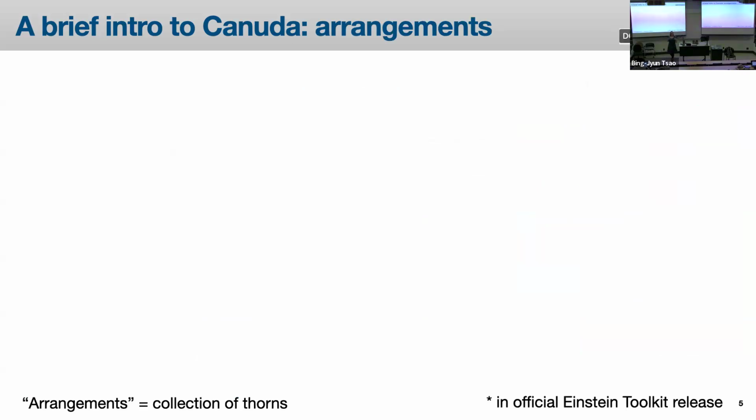So we already talked about thorns as being kind of code, or the tiniest code modules that we have. For a specific problem, we will have a collection of these thorns, or a collection of these modules, and we call those arrangements. And we have several of those. The ones that are officially in the Einstein Toolkit will have an asterisk. The others I will mention as well.